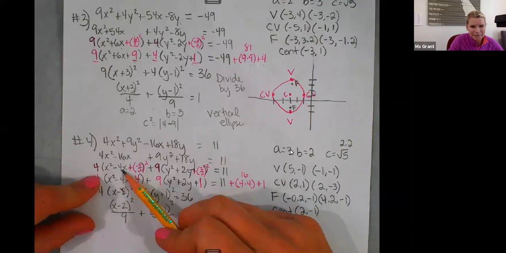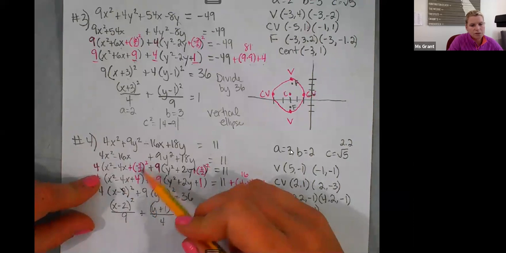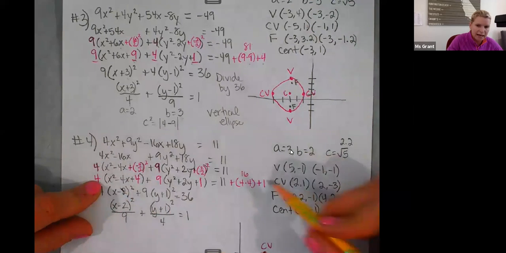So my b is negative 4. b divided by 2 squared. Negative 2 squared is 4. So this 4 times 4 needs to be added to the other side.